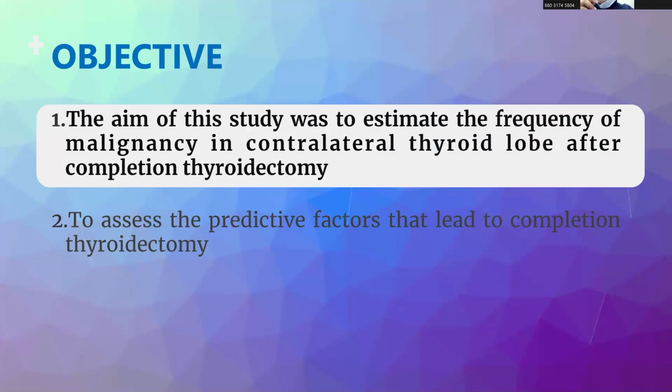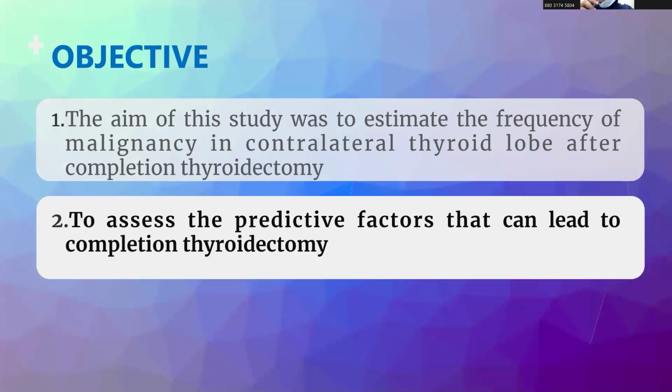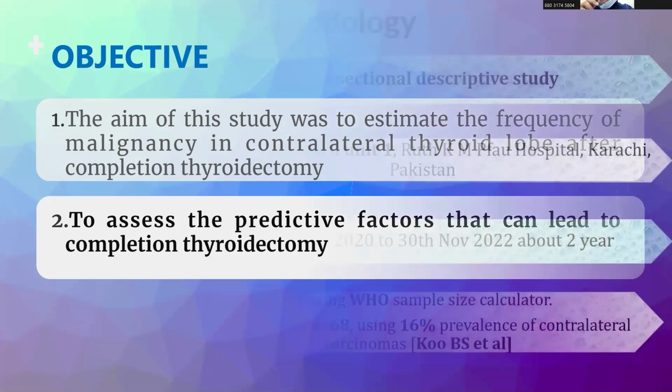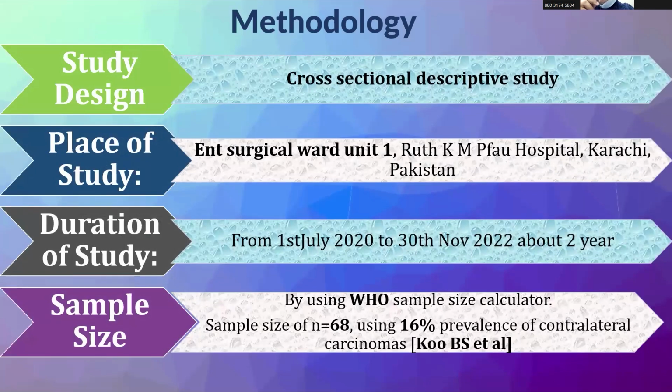The aim of this study was to estimate the frequency of malignancy in the contralateral thyroid lobe after completion thyroidectomy, and to predict the positive factors that can anticipate the presence of malignancy in the contralateral lobe. About methodology, it was a cross-sectional study conducted in the ENT1 ward of Civil Hospital, Karachi from 2020 to 2022. The sample size was calculated by the WHO sample size calculator using a prevalence of 16%.